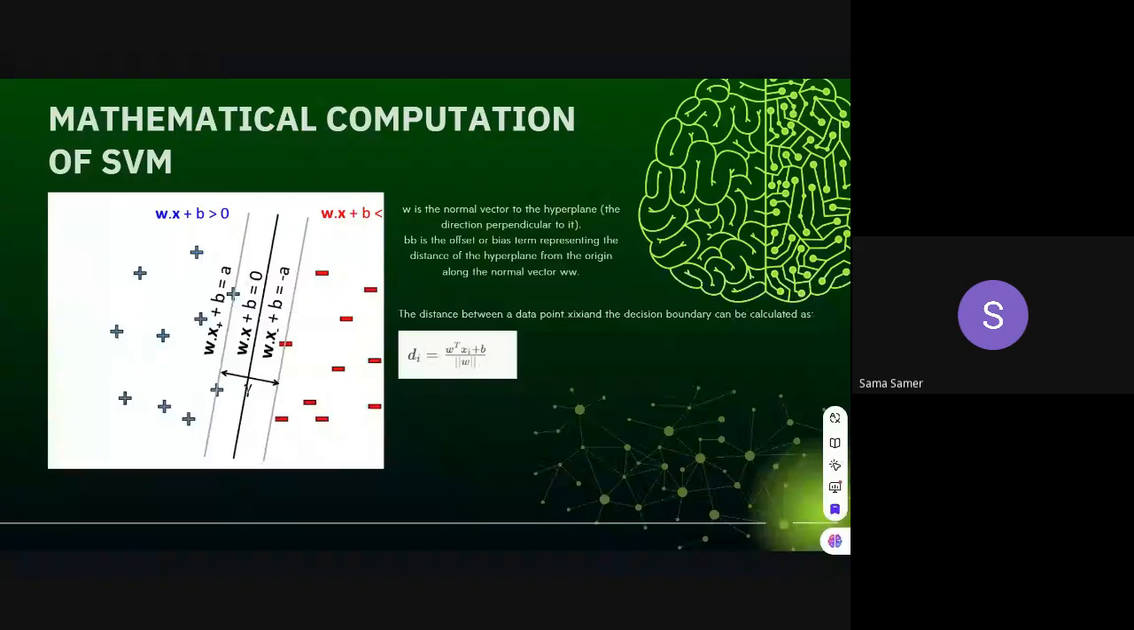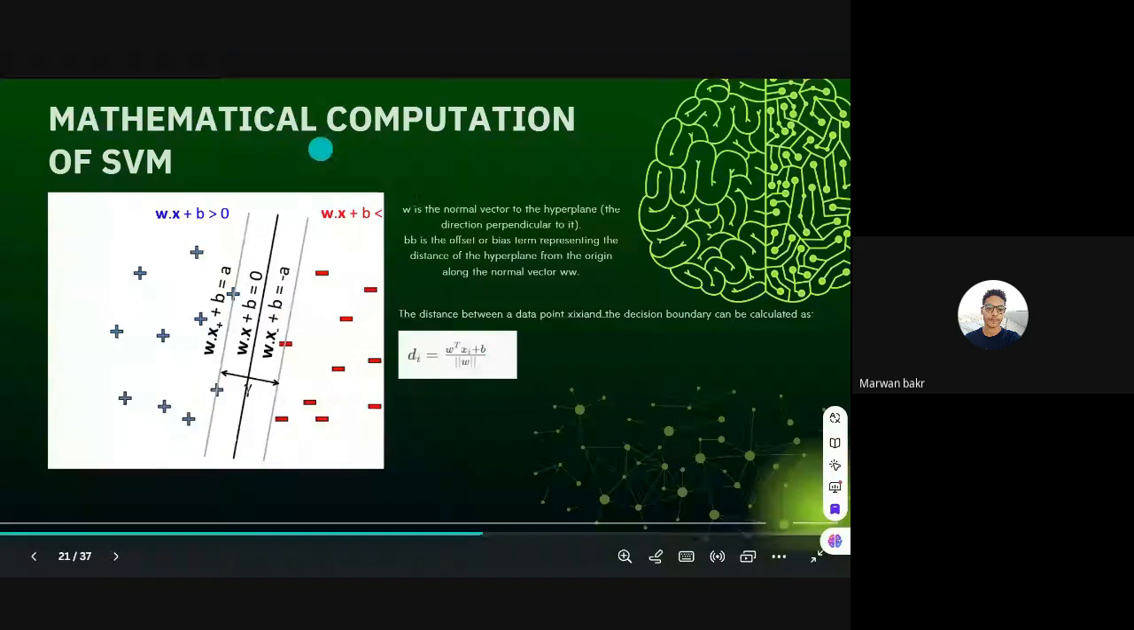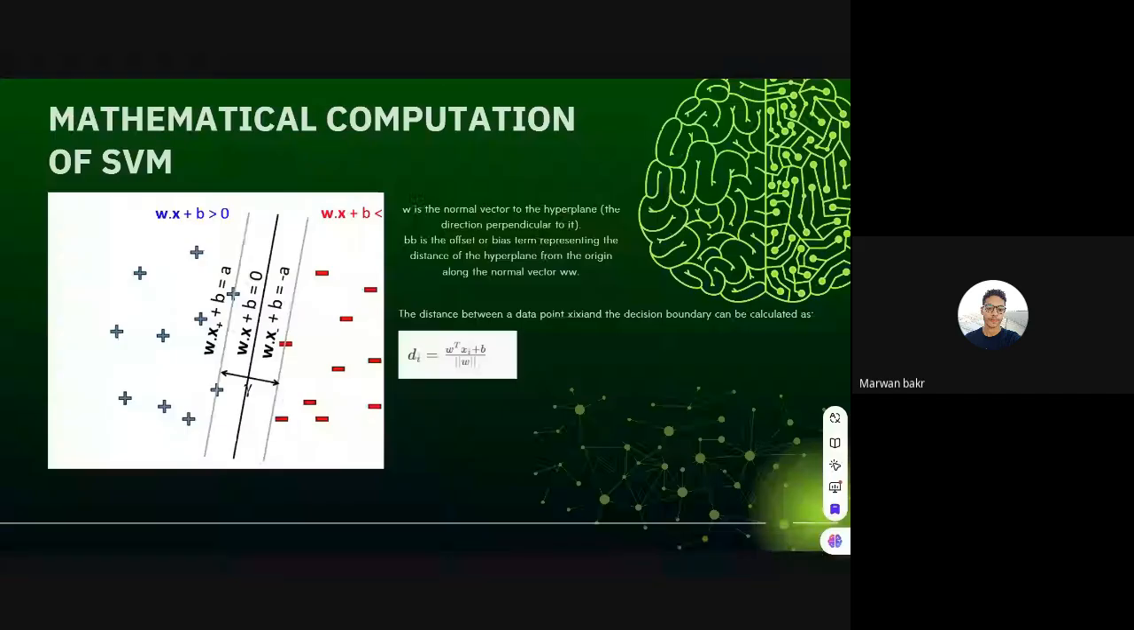Marwan, go on. Okay, if we remove the support vectors, the boundary itself will be removed because it depends mainly on the support vectors. Yes, you are right. Most probably, the support vectors will be beneficial for creating the margin.